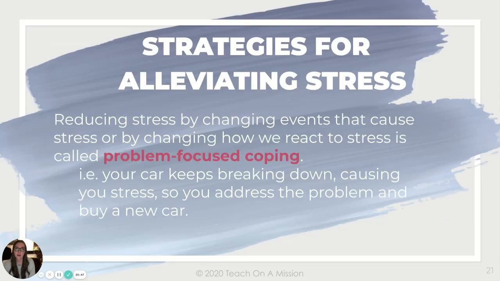Strategies for basically getting rid of stress. Okay, reducing stress by changing events that cause stress or by changing how we react is called problem-focused coping. So basically, think about if your car keeps breaking down, that keeps causing you stress. So you're going to address the problem of your car breaking down and you're going to buy a new car, right? So you're identifying the events that cause you stress and you're changing those events.